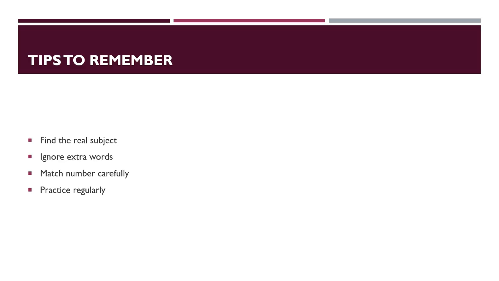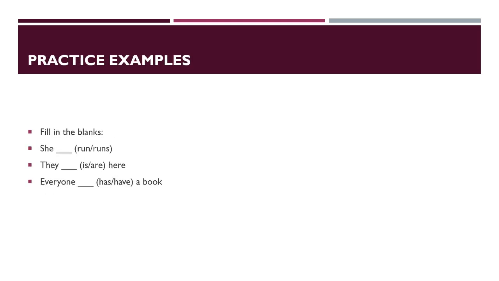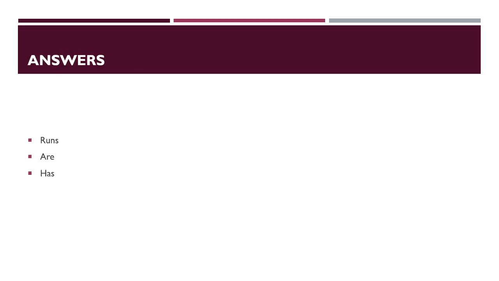Let's try a few practice examples and see how well we understand the rules. Take a moment to think about the correct answers. Answers are runs, are, and has. Make sure you understand why each answer is correct because understanding the rule is more important than memorizing it.